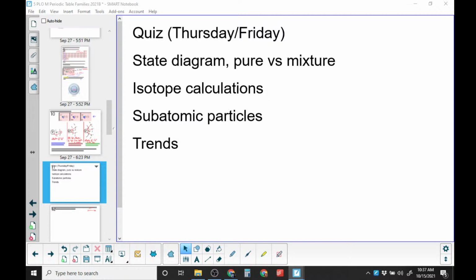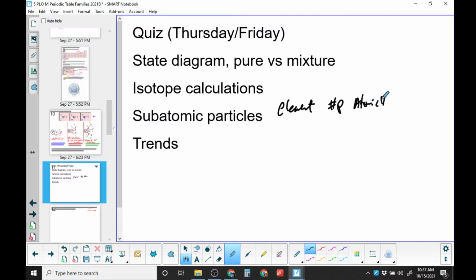Protons, neutrons, electrons. If I have copper, how many protons does it have? What's its atomic number? And I'm going to say it has 27 electrons. What's its charge? So remember that table that you've done where you've filled in all the different subatomic particles, protons, neutrons, electrons? That sort of thing.